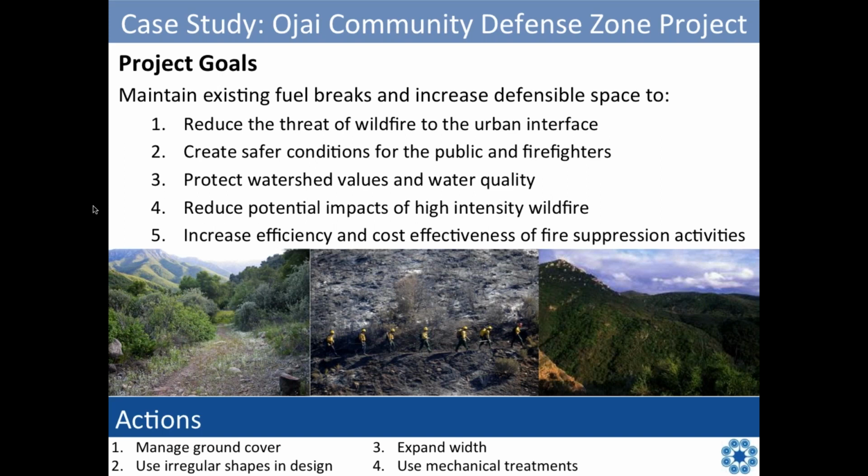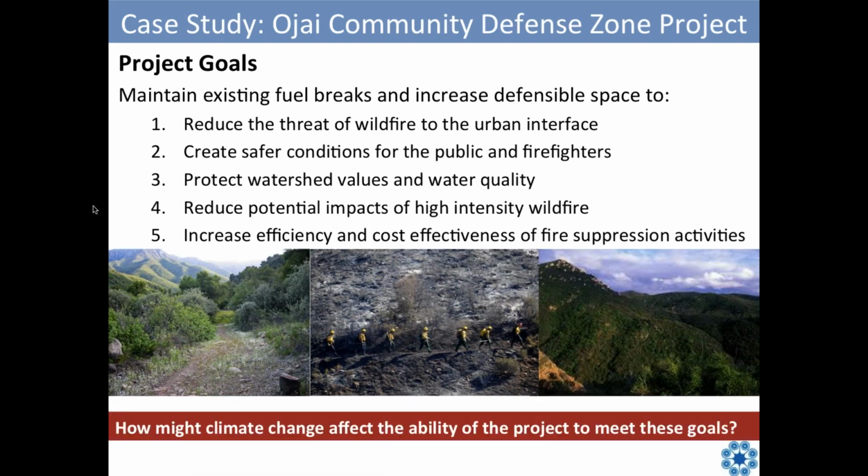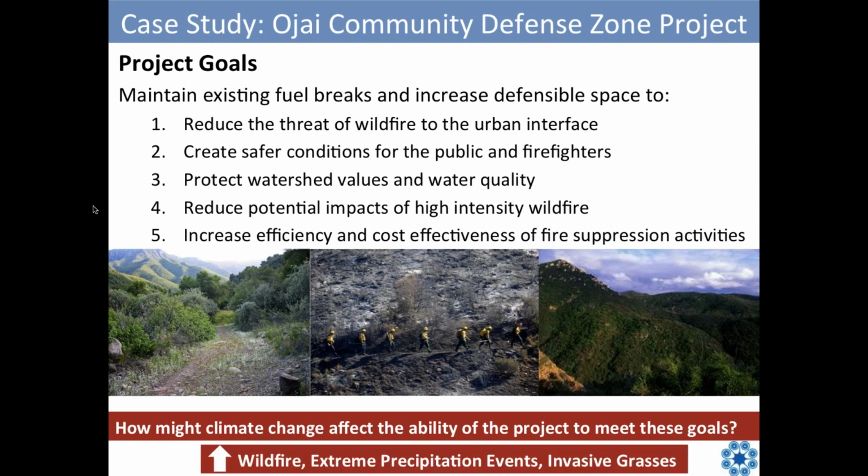And so what we asked participants to think about was how climate change could affect the ability of the project to meet these goals that have been defined. So, how is climate change likely to affect our ability to create safer conditions or to protect water quality? And so some of the key climate vulnerabilities that were identified were things like increases in wildfire frequency and severity, increases in extreme precipitation events, and increases in invasive grasses.